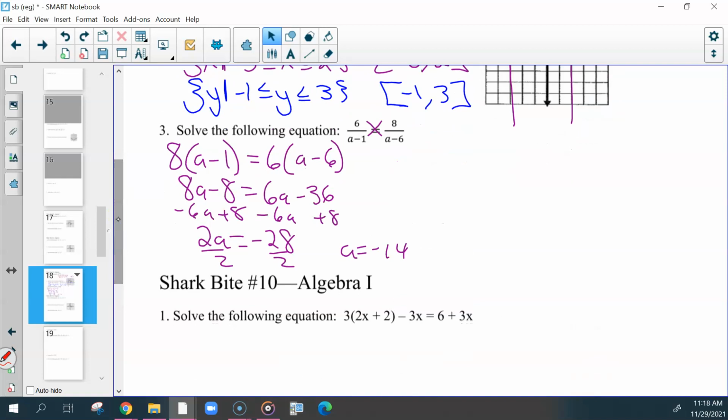For the third one, it is up on the board. You had 2 fractions that equal each other, so you needed to cross multiply. It doesn't matter if you put this on this side or vice versa. Distribute and start solving for A. Move all the A's to one side and then the constants to the other. And then as you're solving this, you would get A equals -14. Questions on that one?